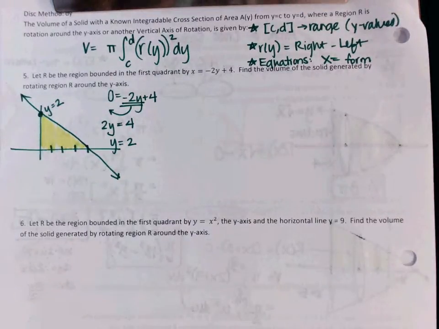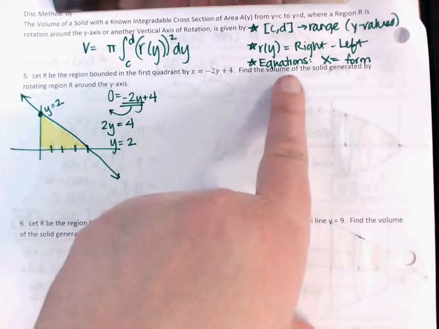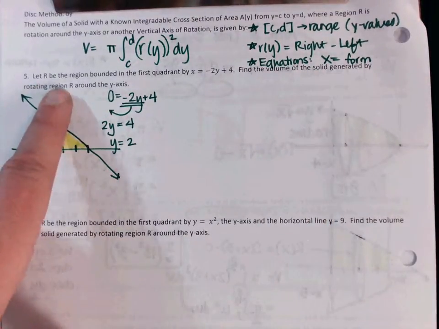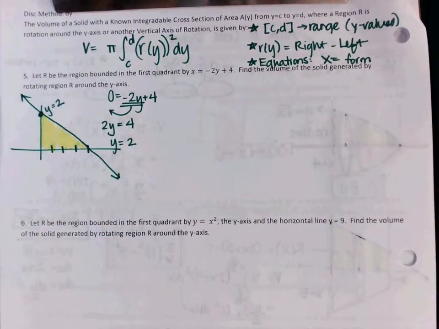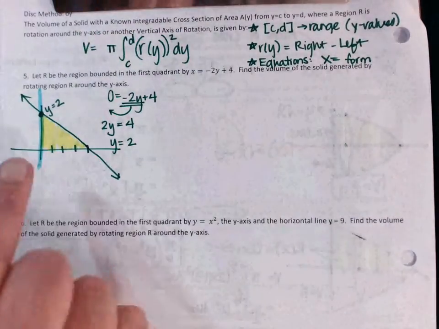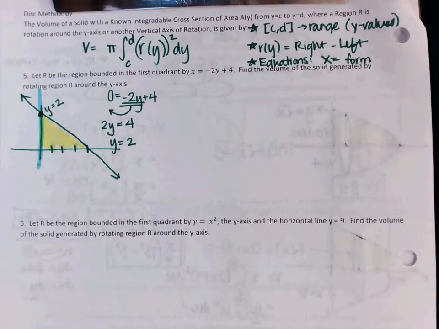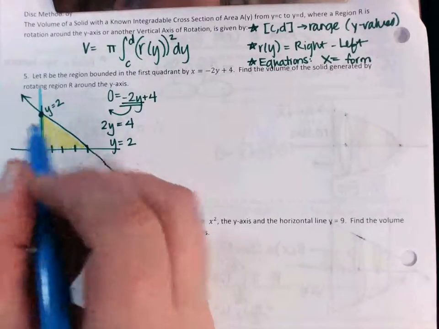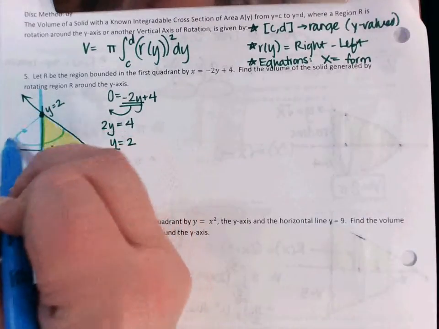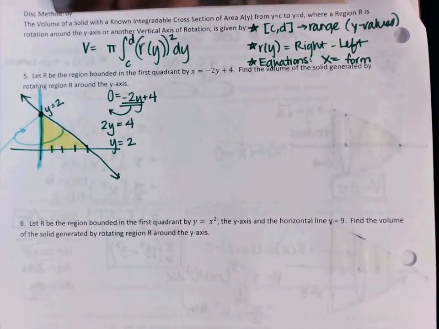And now read the instructions. It says find the volume of the solid generated by rotating region R around the y-axis. So this is my center, and I'm going to be spinning it this way. So it's going to be like this. So the other half of your region is going to reflect across the y-axis. Yes, ma'am?